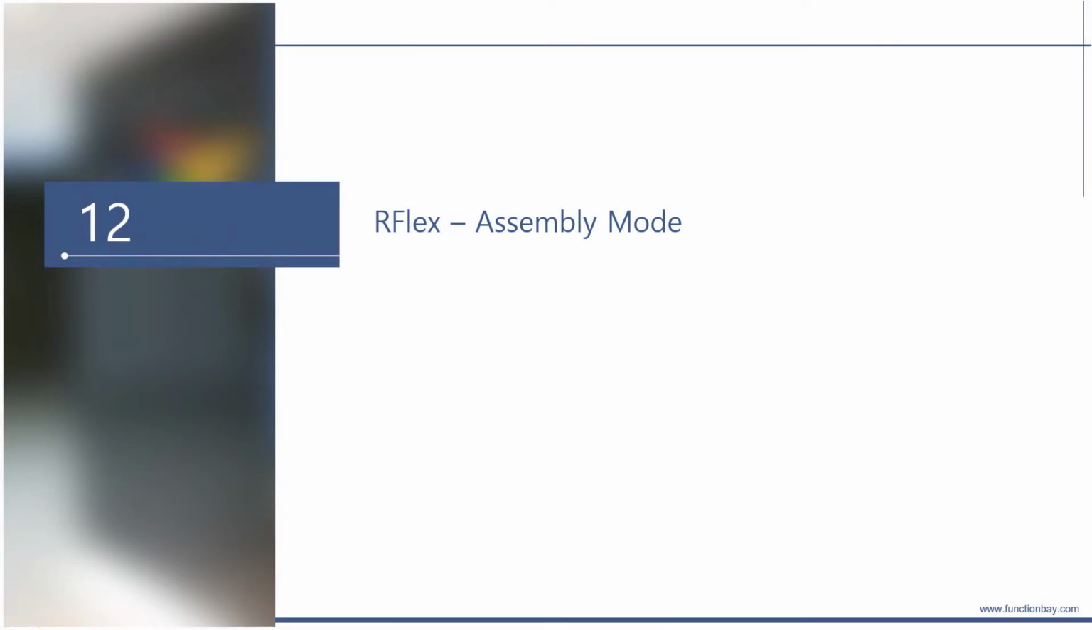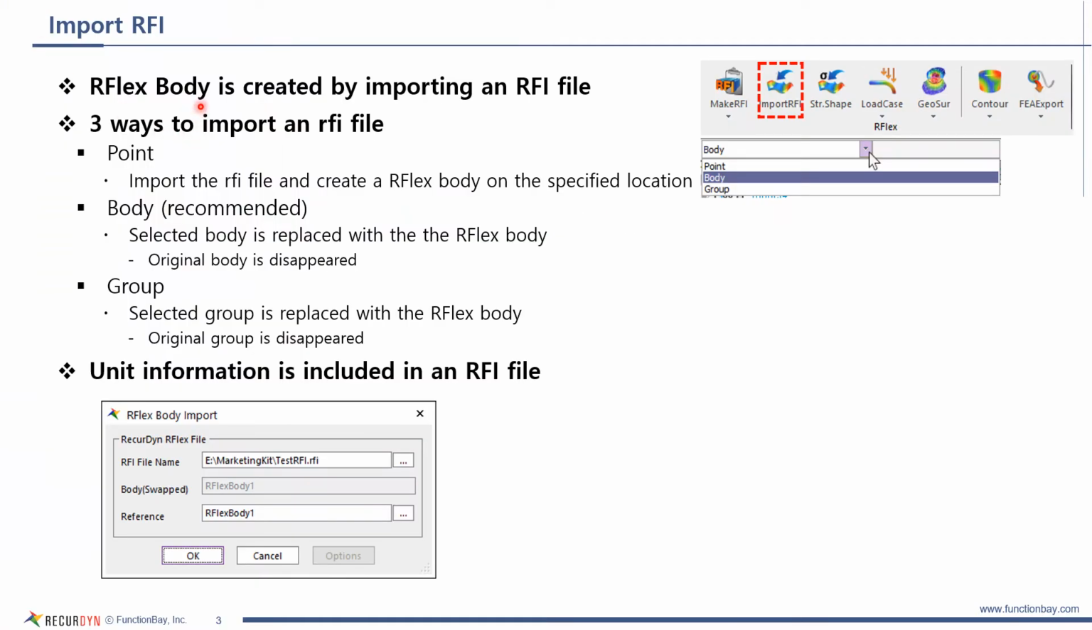In this lecture, let me talk about RFlex assembly mode. By importing an RFI file, an RFlex body is created. How to import an RFI file is similar to importing meshes of FreeFlex. There are three options when importing an RFI file. The most common option is body. At this time, the original body disappears and it is replaced with the imported RFlex body. Since the RFI file contains dimension information, there is no need to specify the unit when importing an RFI file.